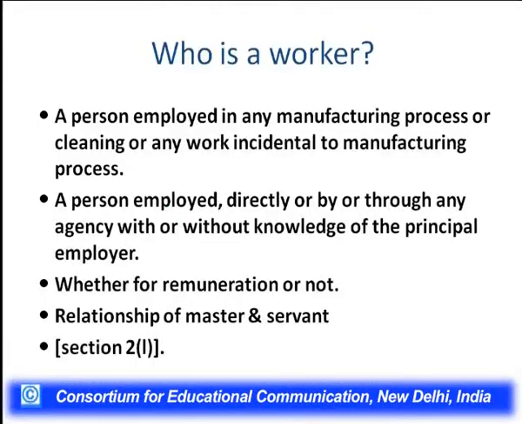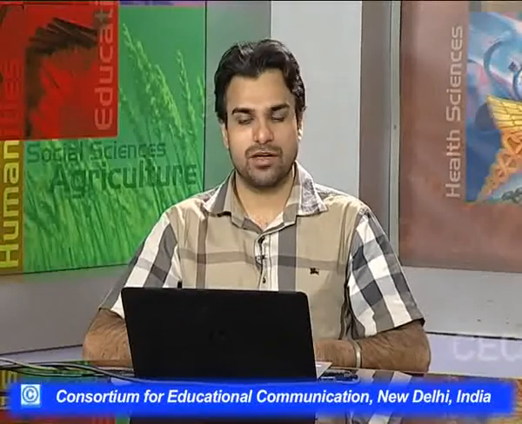Then the definition of the worker. Worker is a person employed in any work, manufacturing process or cleaning or any work incidental to the manufacturing process. Also, a person employed directly or by or through any agency with or without knowledge of the principal employer, whether for remuneration or not; the relationship of master and servant has to be met. So basically, when an employee is undertaking the manufacturing process, whether he is collecting remuneration or not, if the relationship of master and servant is established in the organization, then the conditions of this act would apply to that particular worker.